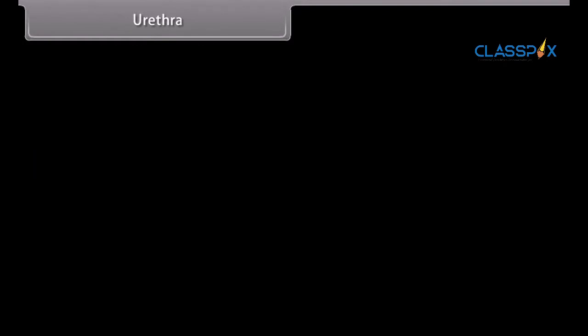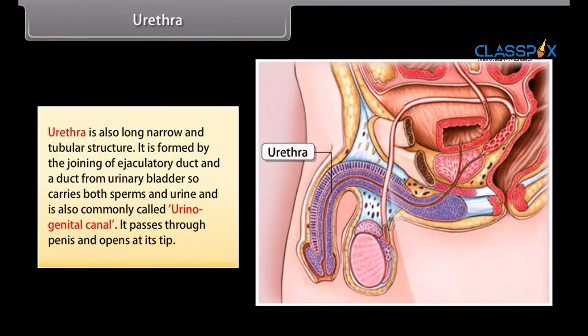Urethra. Urethra is also a long, narrow and tubular structure. It is formed by the joining of ejaculatory duct and duct from urinary bladder, so it carries both sperms and urine, and is also commonly called urinogenital canal. It passes through penis and opens at its tip.